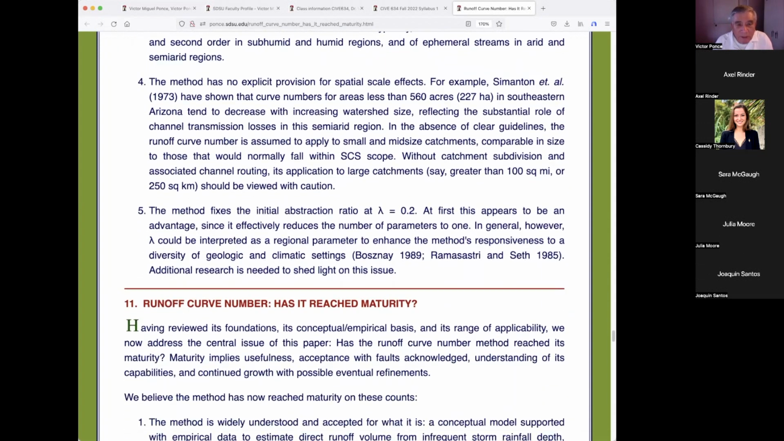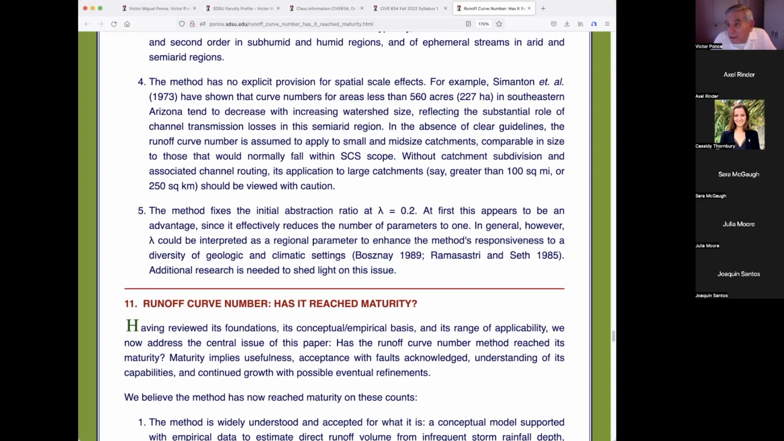The method has no explicit provision for spatial scale effect. What's the limit? Marcus told me that it could be applied to 400 square miles. I don't believe it. Not everything that Marcus said is correct, because Marcus had no chance ever to use the method on more than 10 square miles. It would have been outside of his purview, outside of his domain. Nobody ever asked Marcus to do a study for 400 square miles.